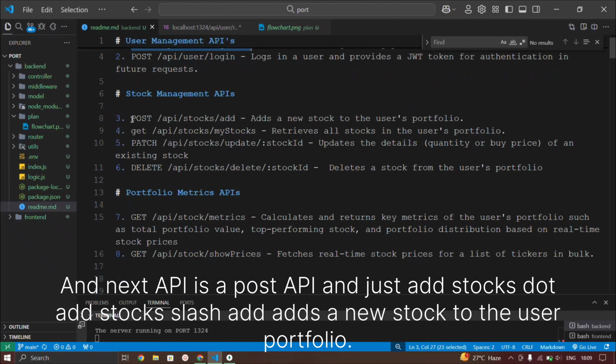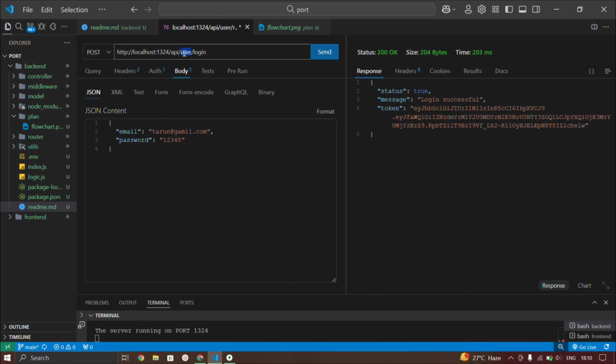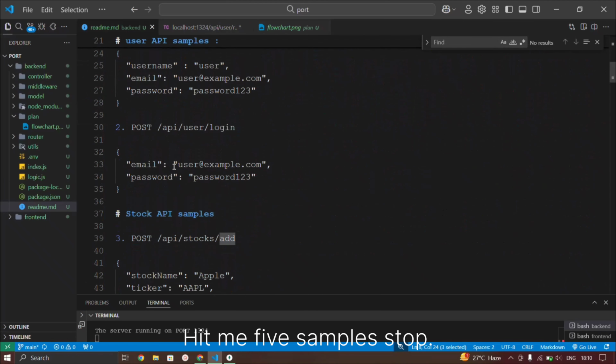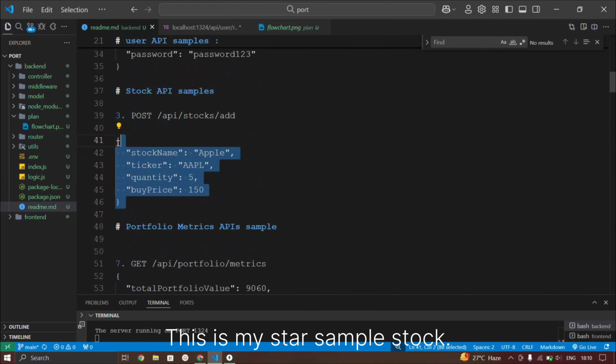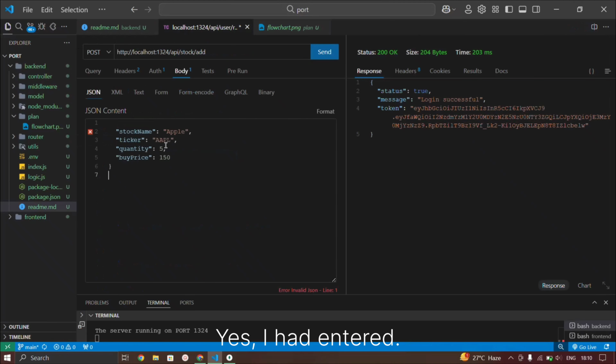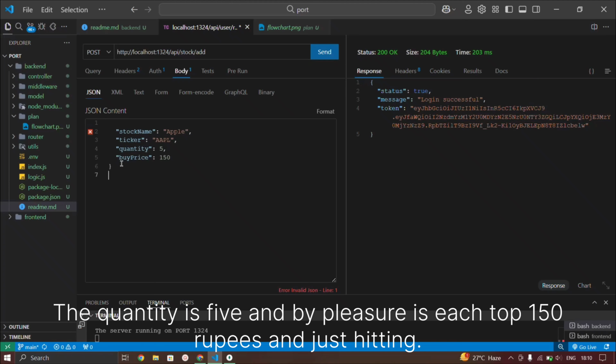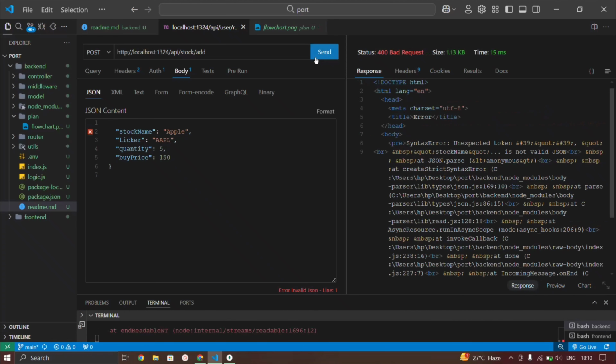And the next API is a POST API, stock slash add, which adds a new stock to the user's portfolio. I'm going to add a stock. It is a post request. I wrote some sample stocks in my readme file. This is an Apple stock, and the ticker is Apple. The quantity is 5, and the buy price is 150 rupees per stock. I'm just hitting it. One second, I will get it.